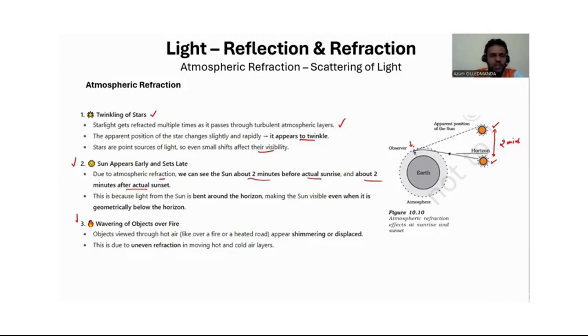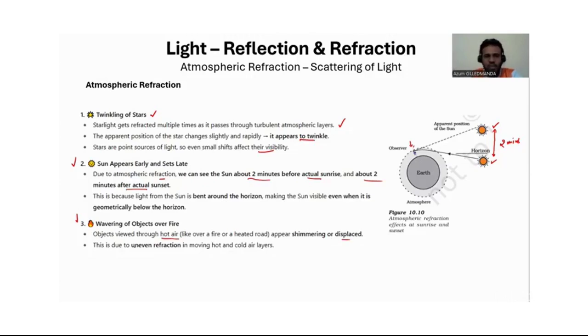So why do we feel that? Objects viewed through the hot air. Hot air is what? Less dense, as we talked about before, right? So I have some person standing on the other side of the fire. Now I am looking at that person through the hot air. So what is hot air? It has a lesser density. So it appears shimmering or displaced. So that person is shaky or wavery.